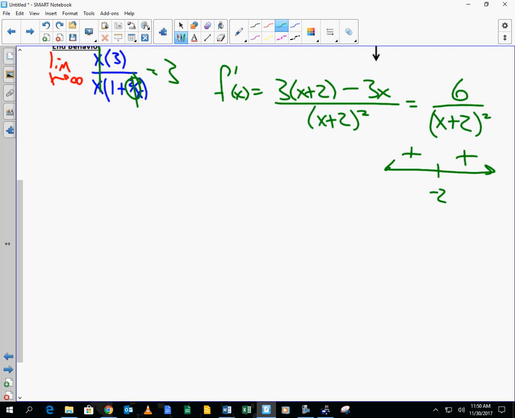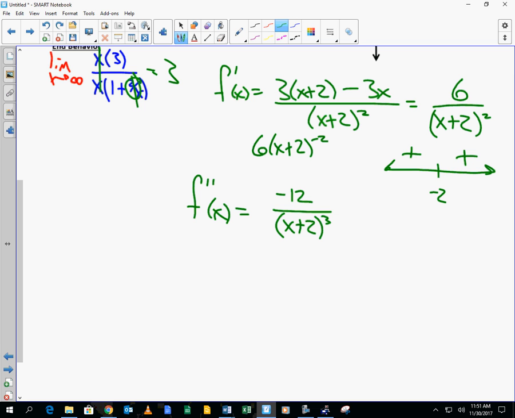All right. F double prime of x. I want to take the second derivative. Tell me what to do. Let's use the chain rule: 6 times x plus 2 to the negative 2. Very good. Derivative of the inside is 1. Derivative of the outside gives negative 12 over x plus 2 to the third.